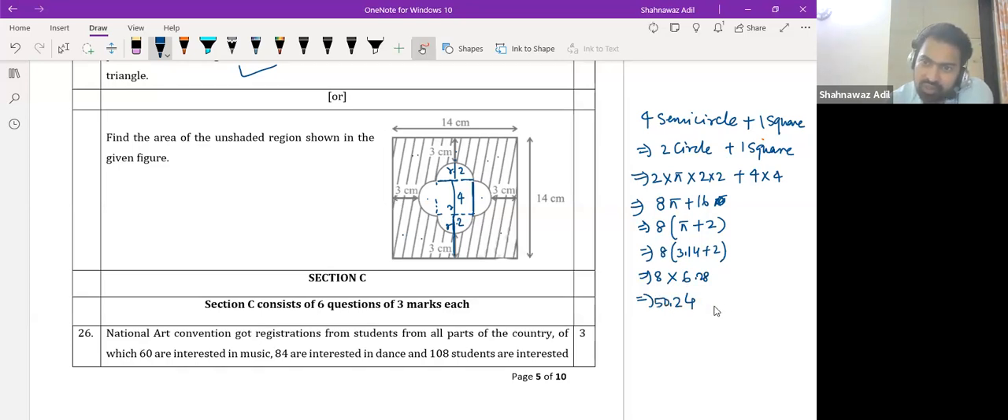50.24. Sir, inside the bracket it's pi plus 2, right? Yeah, pi plus 2. So how is it 6.28? Oh, sorry. So yeah, this is 42, right? Yes, sorry about that. I need some practice in this calculation also. So this would be this one. Right, guys? Understood? But remember, we have not done this area related to circle.